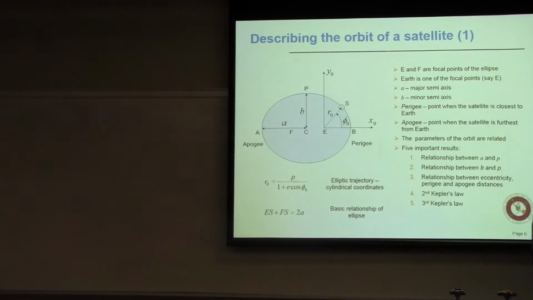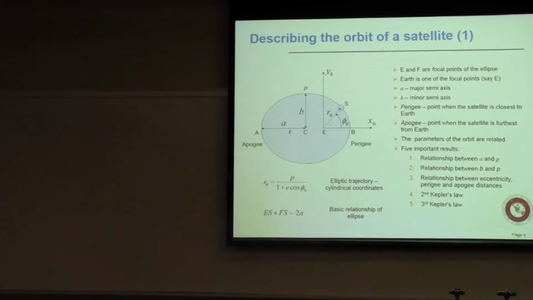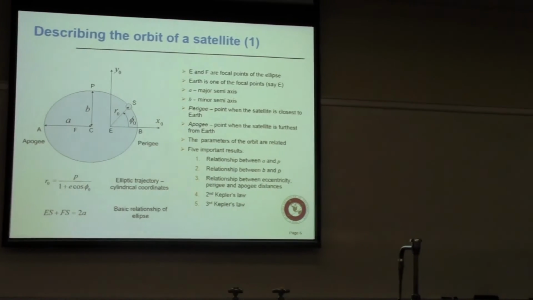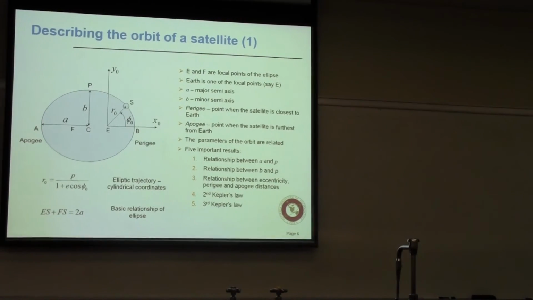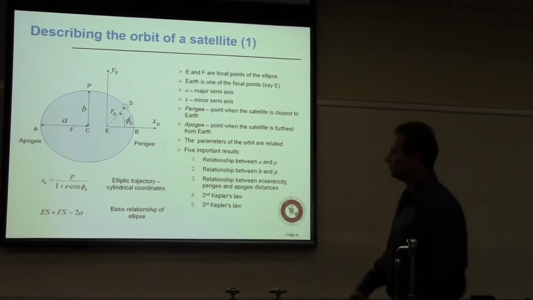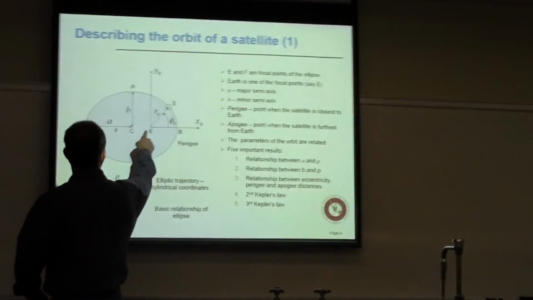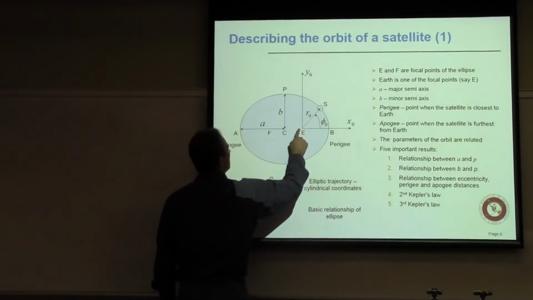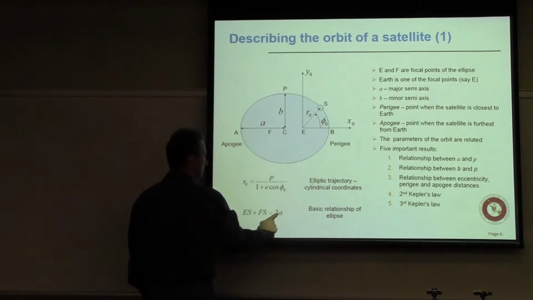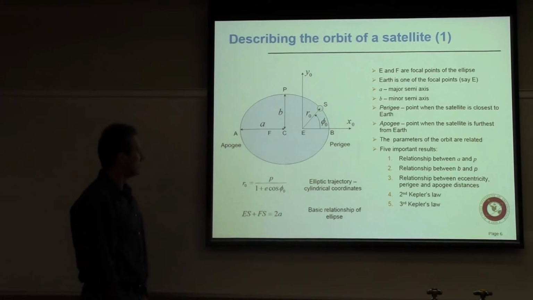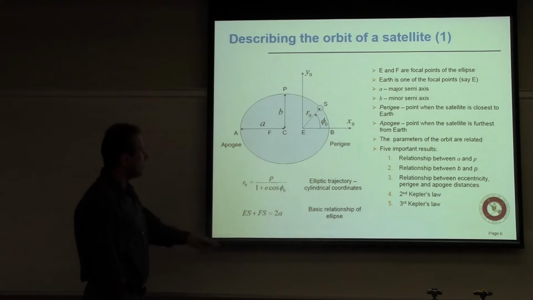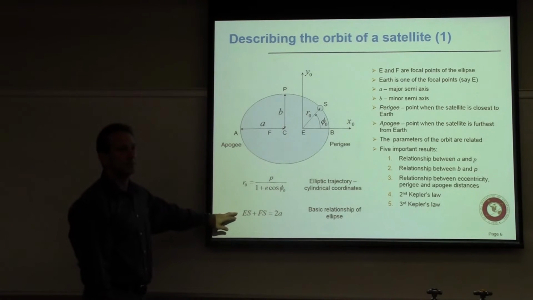Quick question. Go ahead. We know that ES plus FS is called a constant, right? ES is this one, and FS is this one. It's called a constant. It's equal to 2A. How do we know that it's 2A? It's always 2A. That's the ellipse.